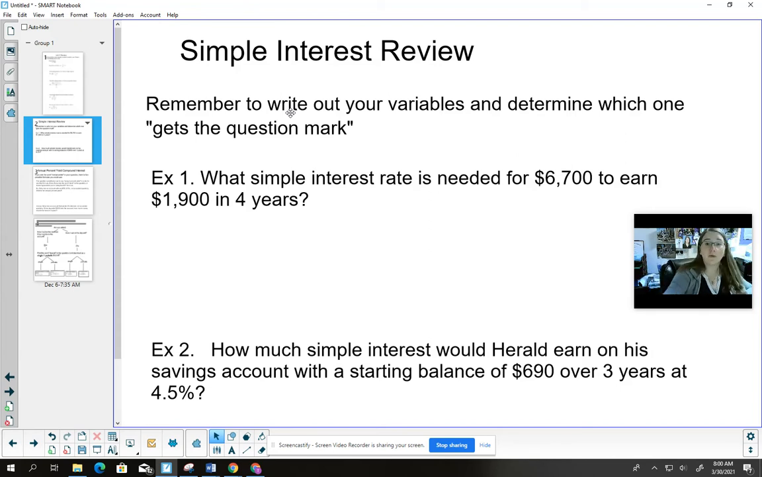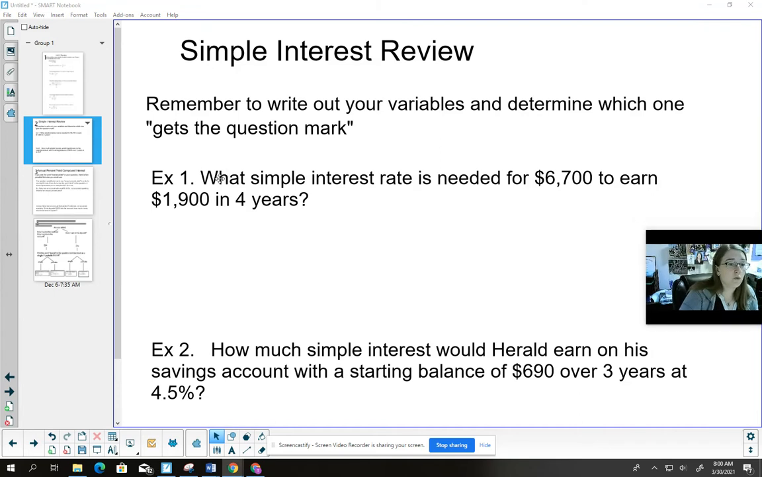gets the question mark. I will tell you on your test, you will have 2 simple interest questions because they're so easy to work with that we can plug into them differently and possibly solve for a different variable. So this one goes, what simple interest, right away? That tells me I'm using I equals PRT. If it does not say simple interest, you cannot use this formula.